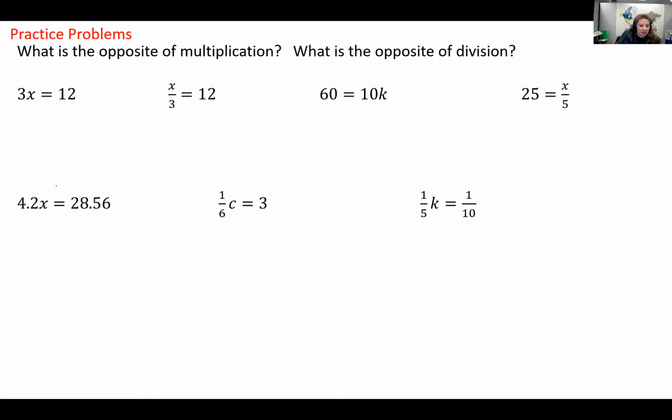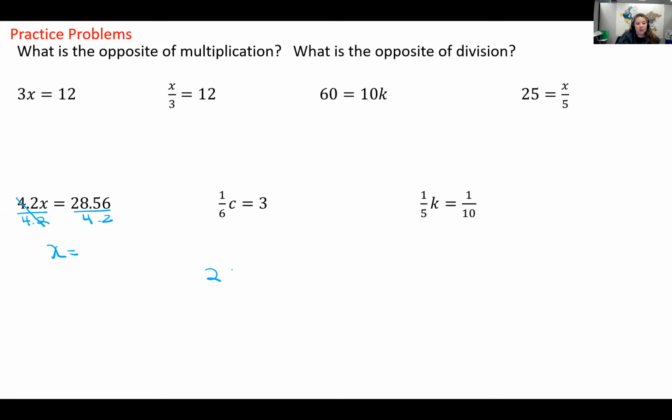All right, moving on. Where's our variable? It's on the left side of the equal sign. What is being done to our variable? It's being multiplied by 4.2. This literally says 4.2 times x. So the opposite of multiplying by 4.2, we're going to divide both sides by 4.2. We're going to cancel these out.